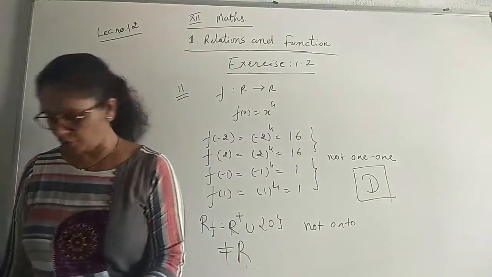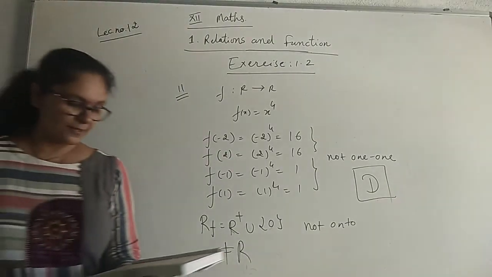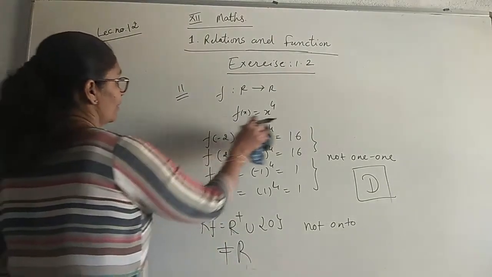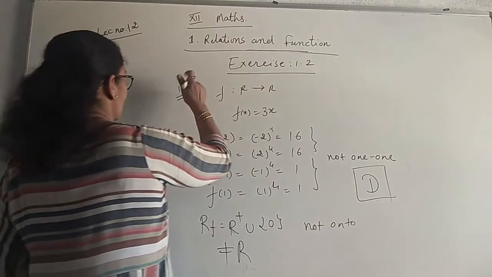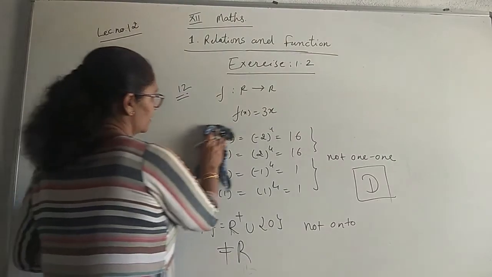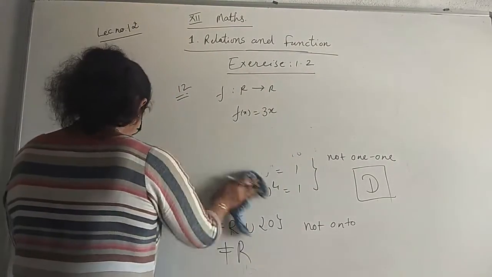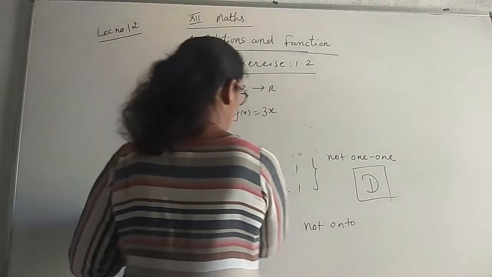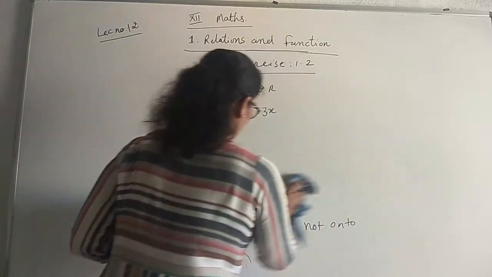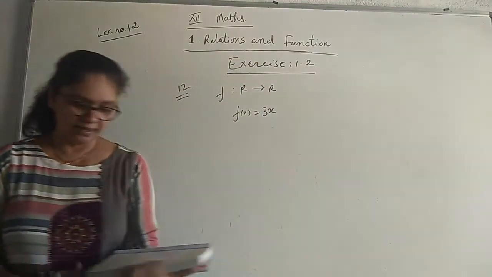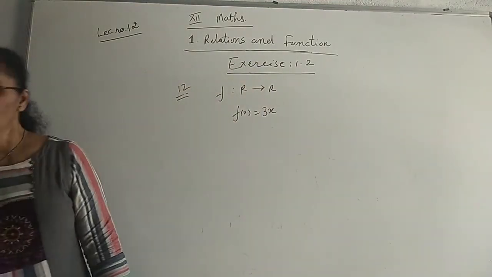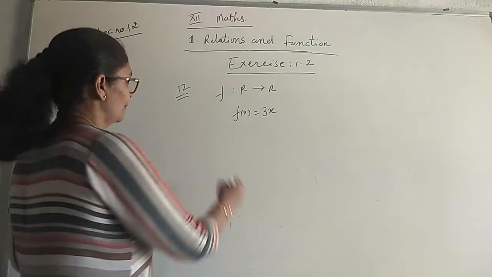Okay, read the next question. f(x) = 3x, and you have to check whether it is one-one and onto or not. Your options are given, again in the same format. The first option is one-one and onto, the second is many-one and onto, the third is f is one-one but not onto, and the fourth is neither one-one nor onto. Here again we solve it by examples only.